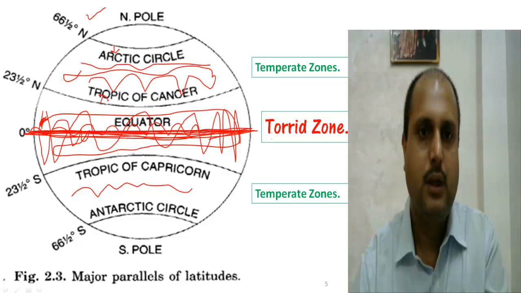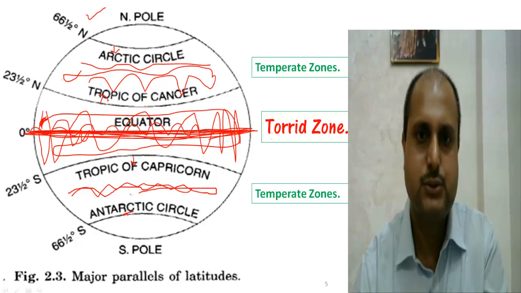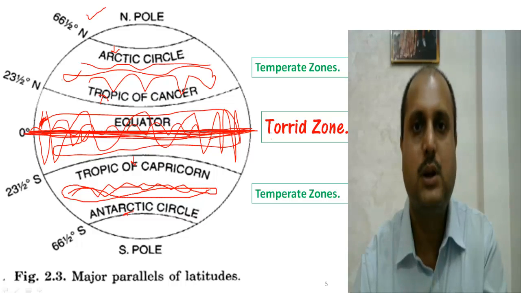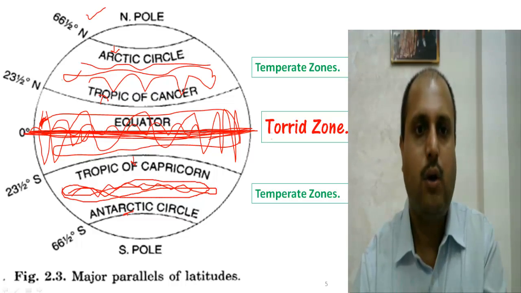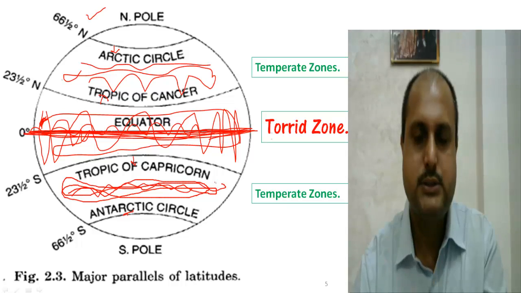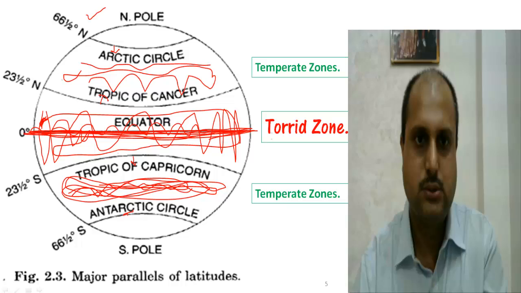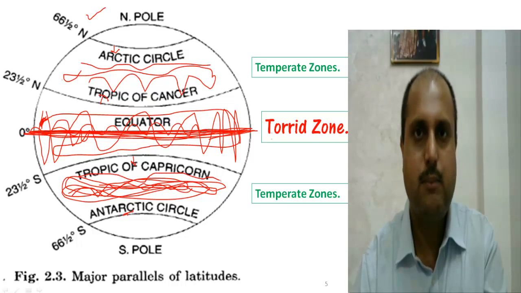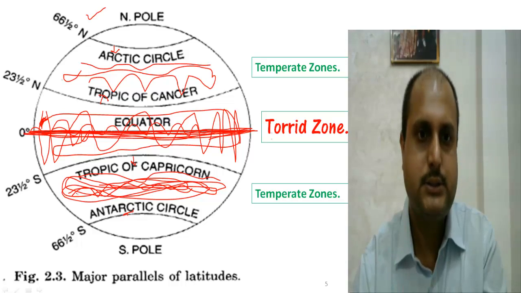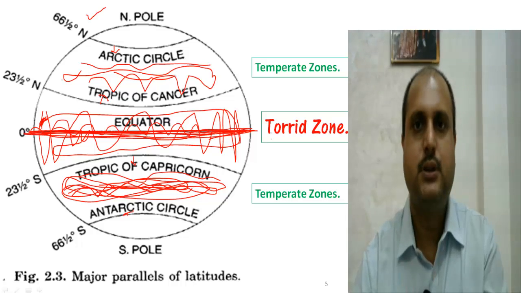Again, the area south of the Tropic of Capricorn and north of the Antarctic Circle is also called the temperate zone because it receives neither too much heat nor too much cold. There is an equal amount of heat and cold in this area, so these two areas are called the temperate zone.